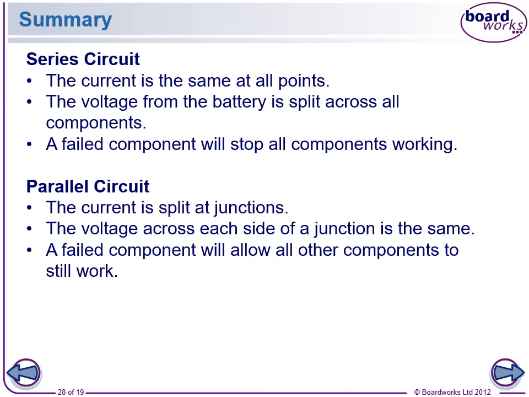In a parallel circuit, the current is split at junctions. The current at each junction will add up to the current going into that junction. The voltage across each side of a junction is the same though. So if one light globe is using 6 volts on one side of a junction, then across the other side, the other light globe will also use 6 volts. It doesn't matter if they're the same resistance, they'll both use the same amount of voltage. And if any component fails in a parallel circuit, the others will continue to work.